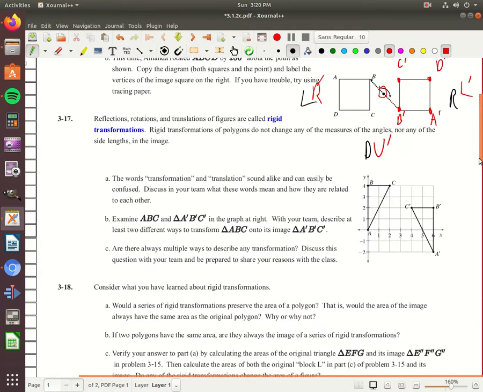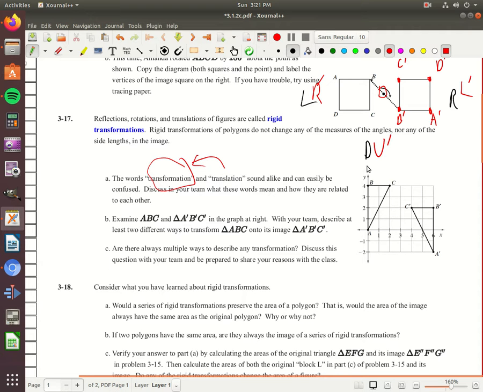All right, so it says reflections, rotations, and translations are called rigid transformations. Rigid transformations don't change any of the measures of the angles nor the side lengths. Same shape, same sides. The words transformation and translation sound alike. They can be easily confused. Again, transformation is the main thing. Translation is a type of transformation.